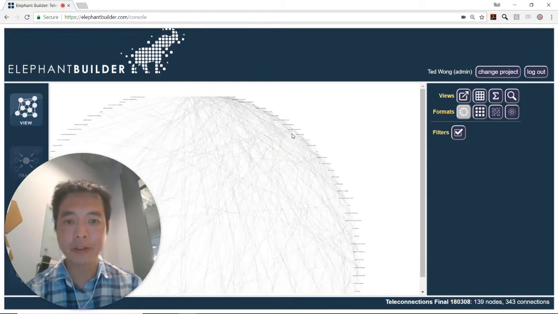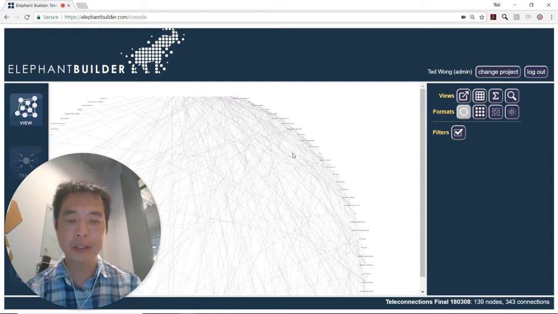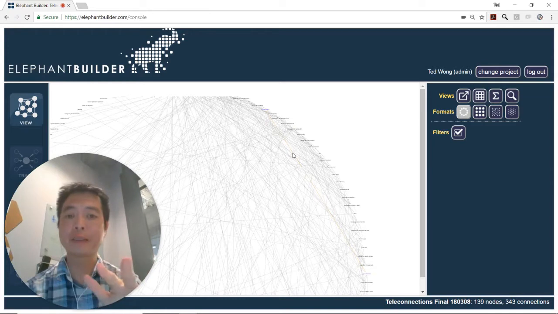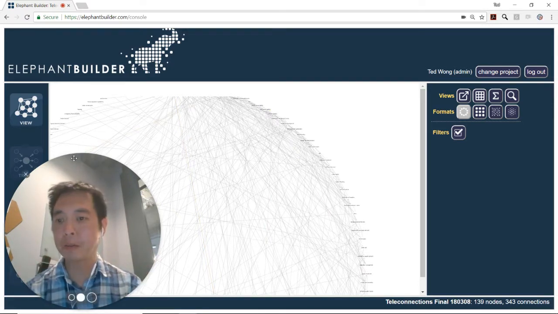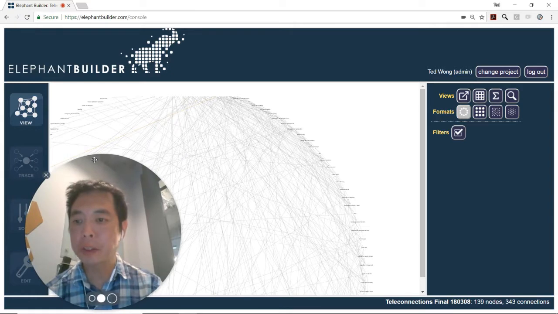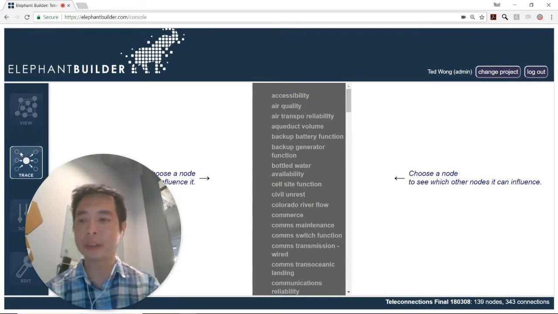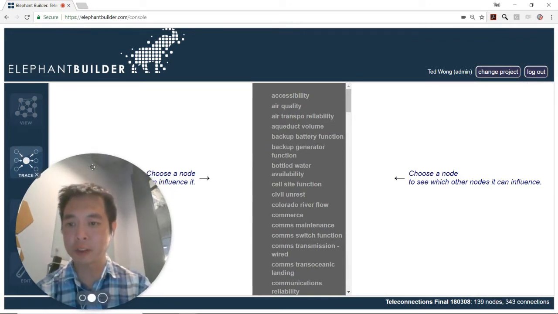So it can be hard to make sense of, and I do recommend, of course, that you start with the visualization functions, that you let your eyes and your brain take a first pass, because our brains are really well suited at detecting patterns in visual data. But I also think that our brains can only go so far in understanding complex systems in general. So what I would like to show you right now is the simplest analytical feature in the Elephant Builder, which is this trace function, this trace button.